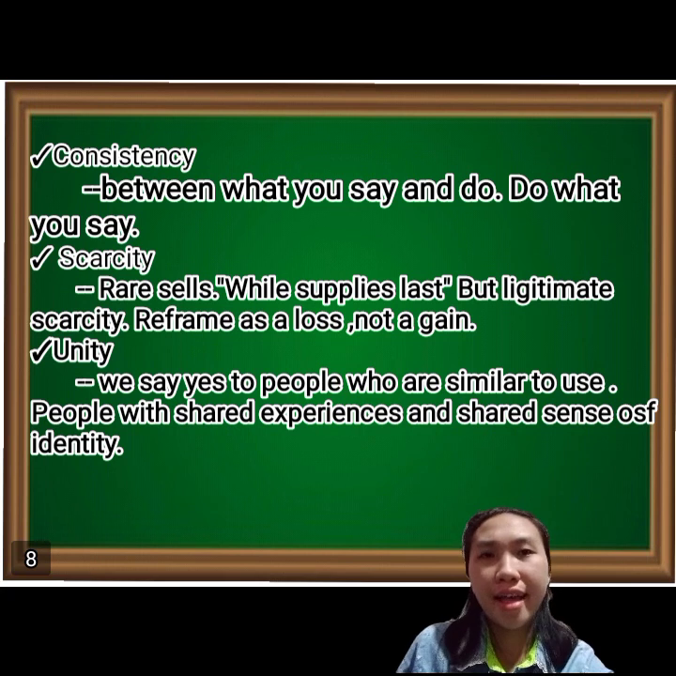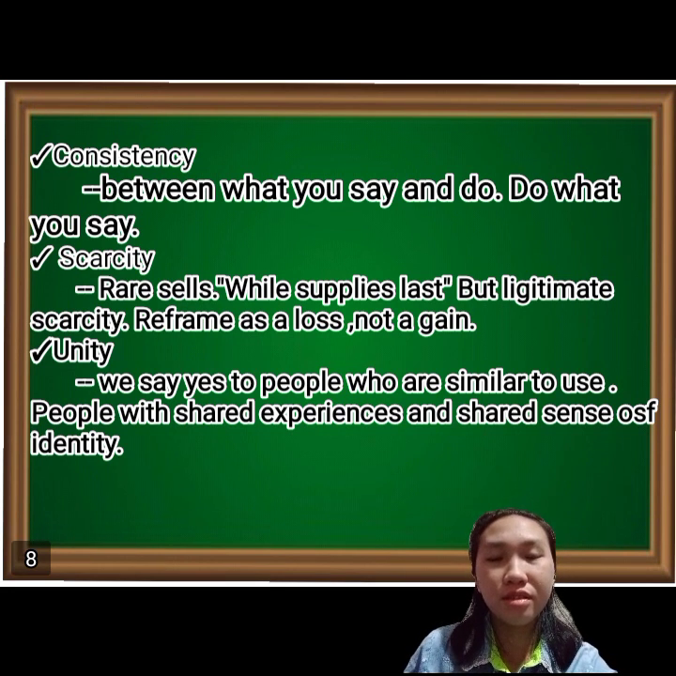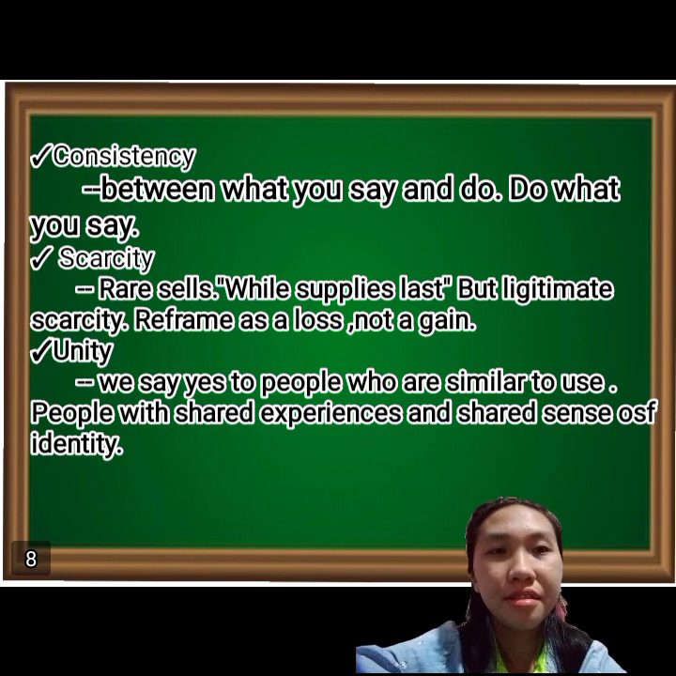The fifth is consistency. Between what you say and do what you say. So, when we say consistency, ito ay hindi nagbabago. Kung ano ang iyong sinasabi, dapat tuparin mo. Ito ay tinatawag na consistency. So, pag sinabi mo, tuparin mo para hindi ka maging masama sa iba. Hindi ka maging sinungaling. Dapat you can prove what you say.